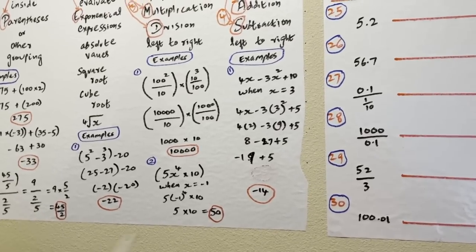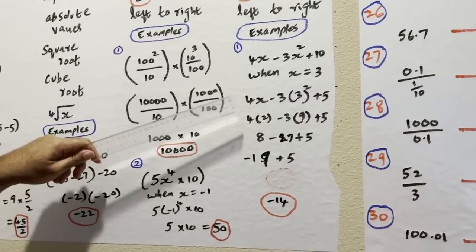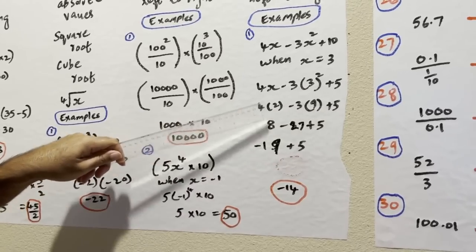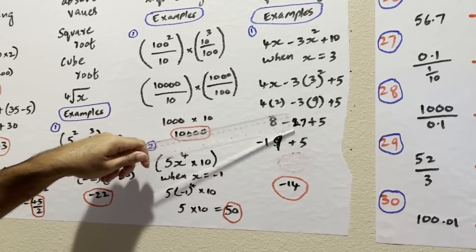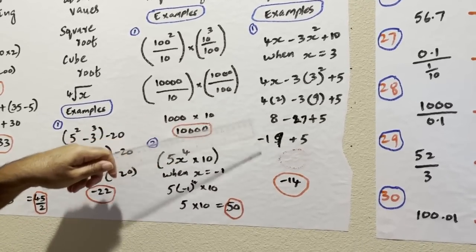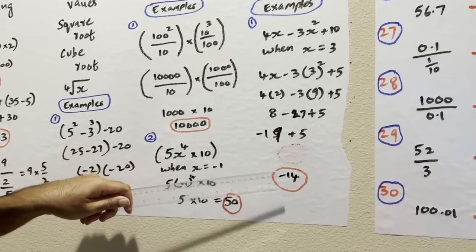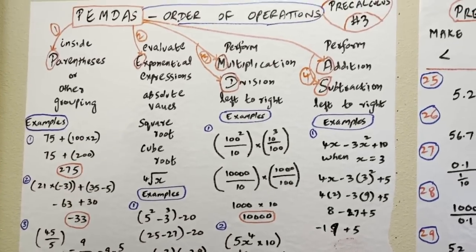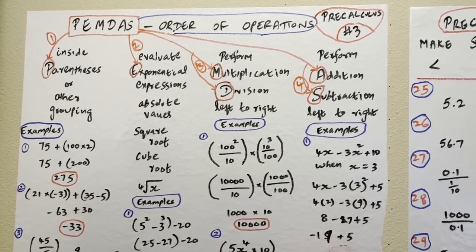We are continuing the same expression. 4 times 2 minus 3 times 9 plus 5. 8, minus 27, plus 5. This is minus 19 plus 5. The answer is negative 14. So here we talked about PEMDAS order of operations in algebra expressions.